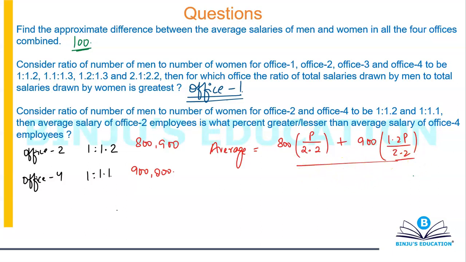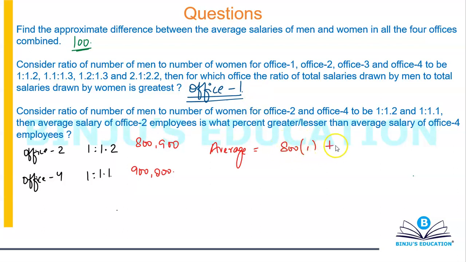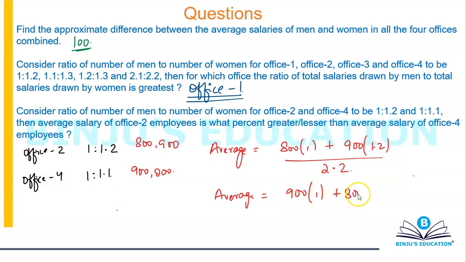Or actually, let's not do all this, it's not required. Now you know the basics, so why do all this? So this will simply be 800 into 1 plus 900 into 1.2 divided by 2.2. And the average for office 4 will be 900 into 1 plus 800 into 1.1 divided by 2.1.